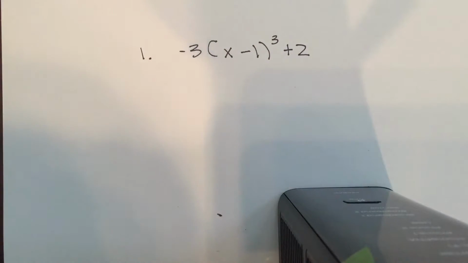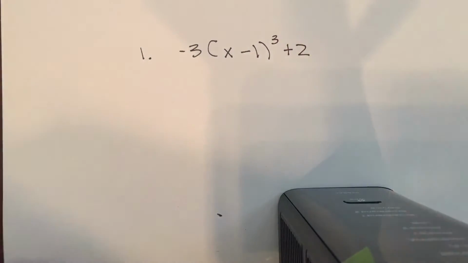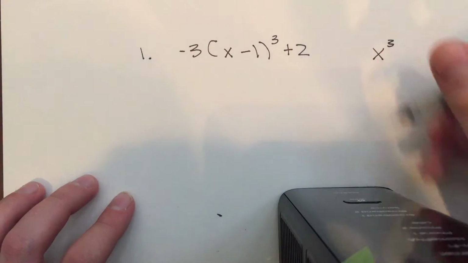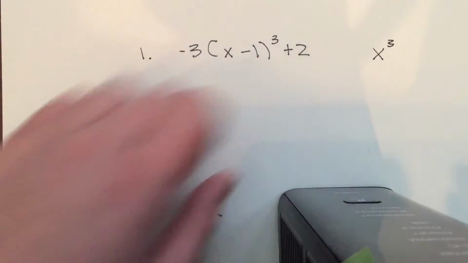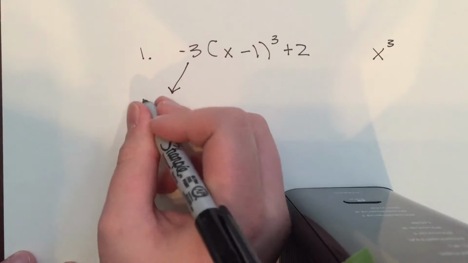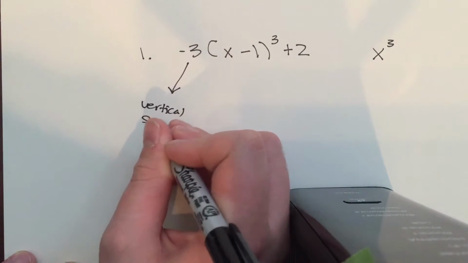Alright, so what we're going to do here is we're going to describe the transformation of the equation according to the cubic function. So what we're doing is basically deciding what the difference is between this equation and this equation. So what has really changed? So, right here, we have a vertical stretch of -3.